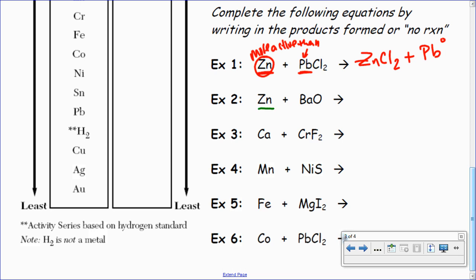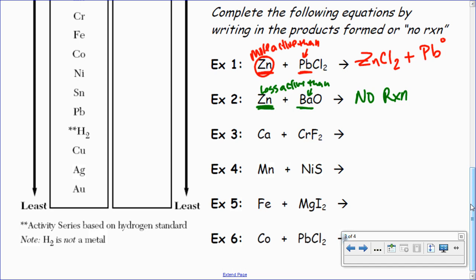Now we're going to compare the single to the combined. So zinc versus barium. Zinc, again, is in the middle of the chart. Barium's actually above it. So since barium is already more reactive than zinc, zinc is less active than barium. So no reaction. The more active metal has already formed the compound. Putting zinc in there is going to do nothing to make the reaction go.